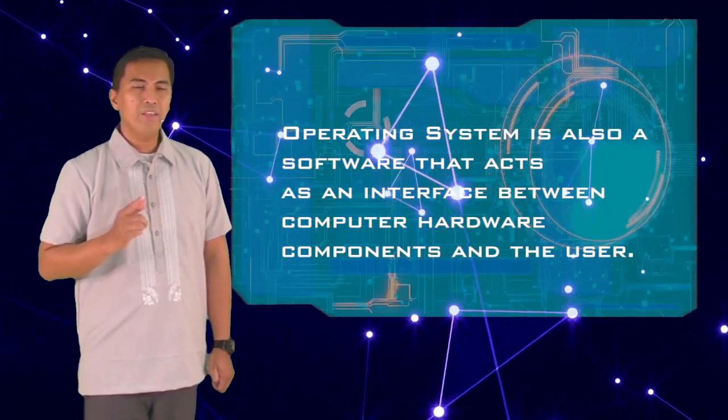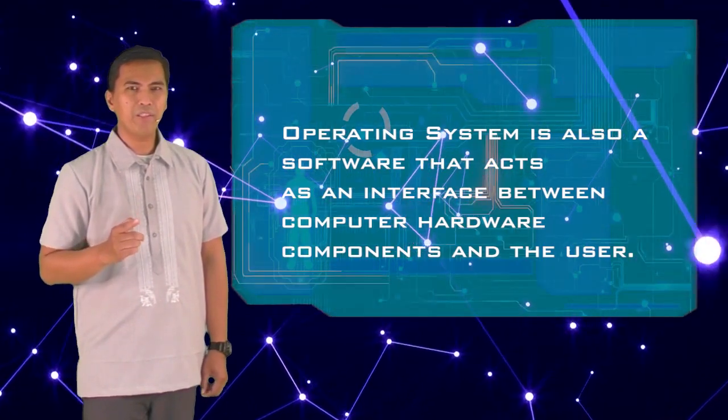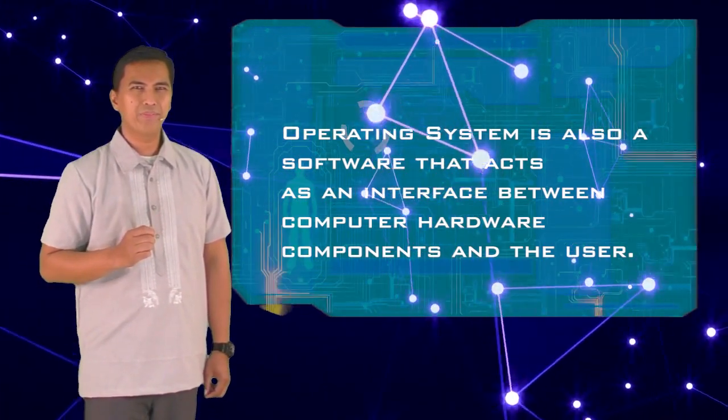Operating system is also a software that acts as an interface between computer hardware components and the user. It means that you can only control a device if you have an operating system in it. This is how important the operating system is in your computer.